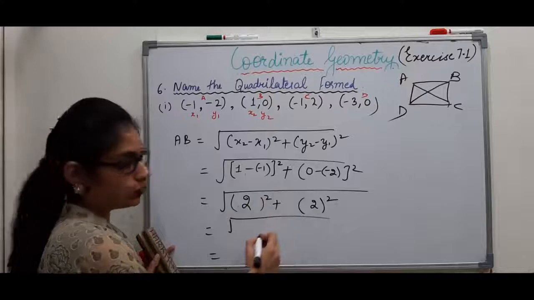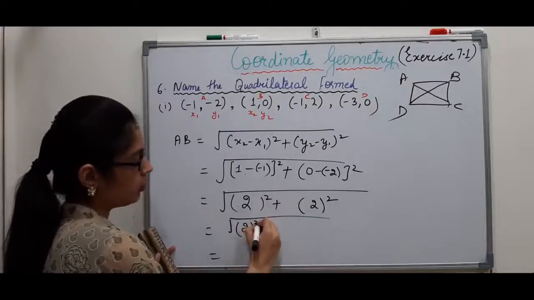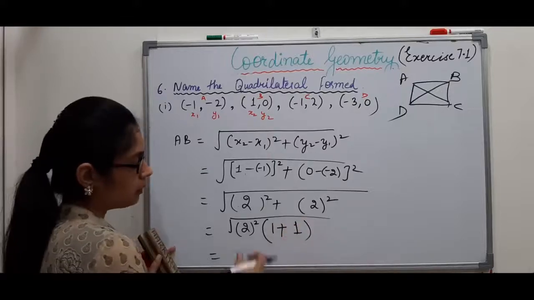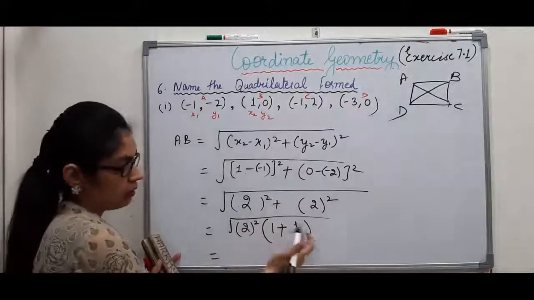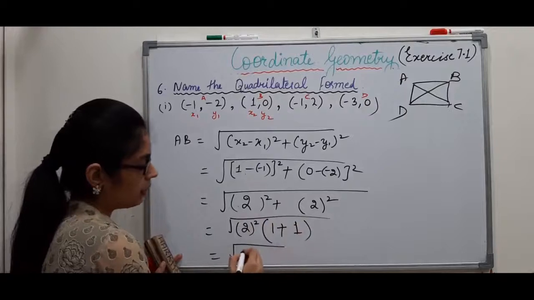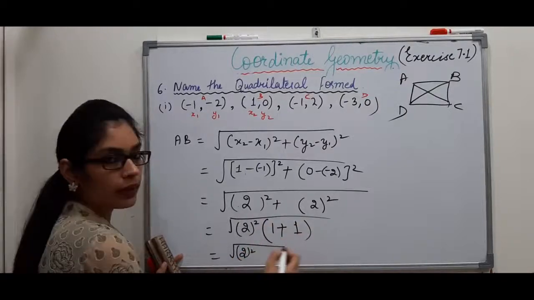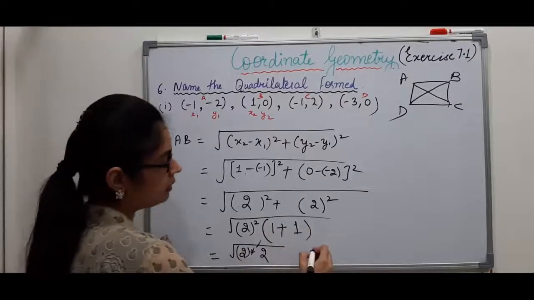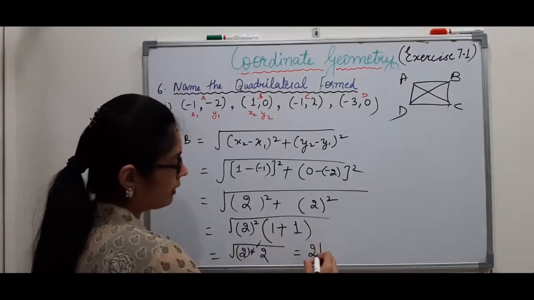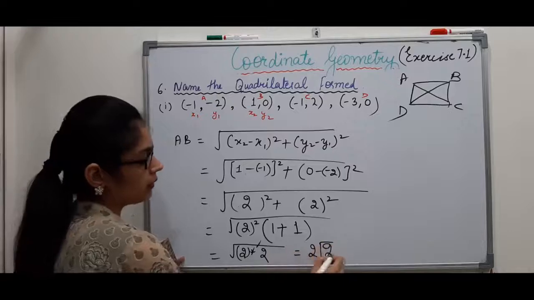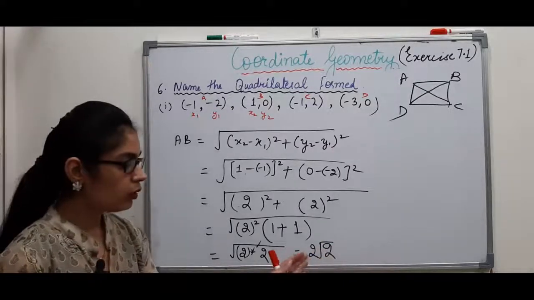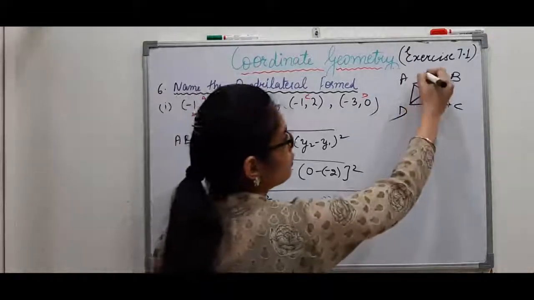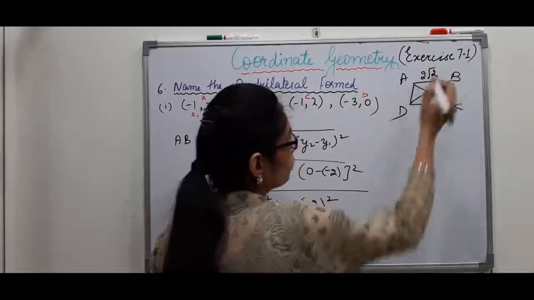So 2 square is there in both, you can take it out common. So here you can write 1 and here also 1, because if you are taking it common, the other things will be 1. So 2 square, 1 plus 1 is again 2. So this square and this root will get cancelled. So 2 you have to write out, and inside 2 will be there. And I am sure you know root 8 is 2 root 2. So you have found the distance between AB, which is 2 root 2.